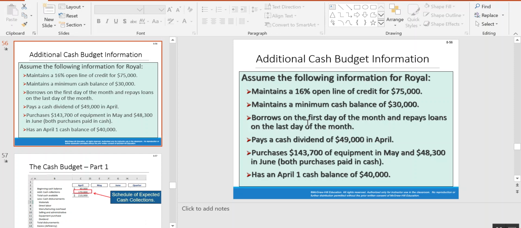We need a minimum cash balance of $30,000. We borrow on the first day of the month and repay on the last. We had a cash dividend in April. We made purchases in May and June. And then we have an April 1st cash balance of $40,000. So those are the things we need to consider.